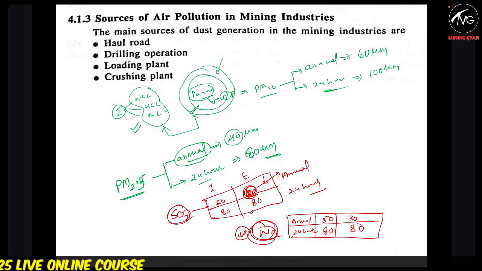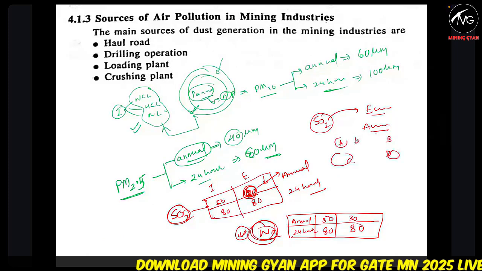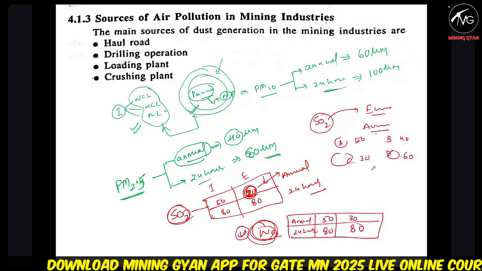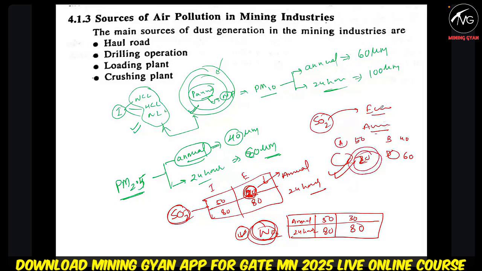So in that way, if you revise multiple times, that data will stick in your mind, because they will ask you the question: SO2 in the ecological zone for the annual limit. They will give you options A, B, C, D, such as 50, 30, 40, and 60. Then you have this with 20. So SO2 is 20 for the ecological annual zone. So the ecological annual zone limit is 20. That way they will ask you the question. So please remember.